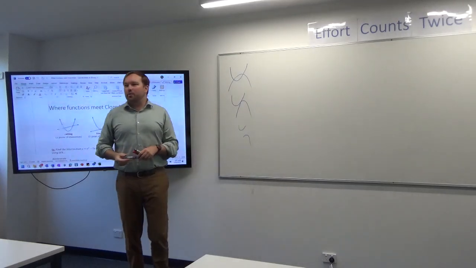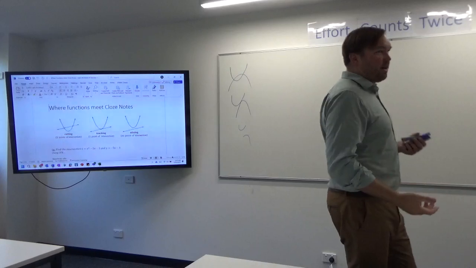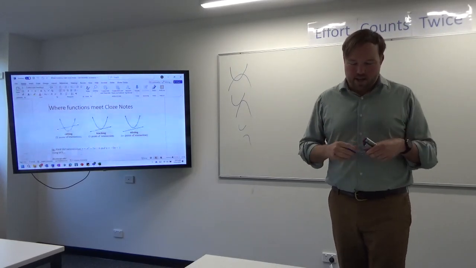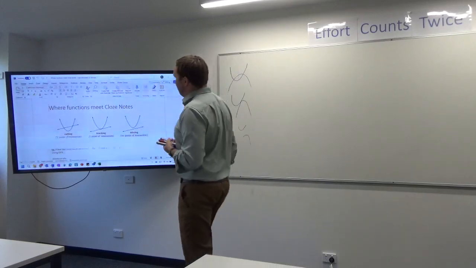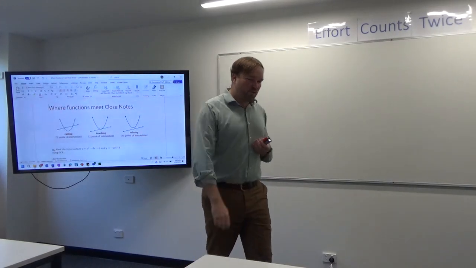So when we graph functions, they won't necessarily meet. Sometimes they'll meet multiple times. And our challenge today is to figure out how we solve where they meet. In particular, we're looking at two different functions: x squared take 5x take 6, and minus 5x take 3.